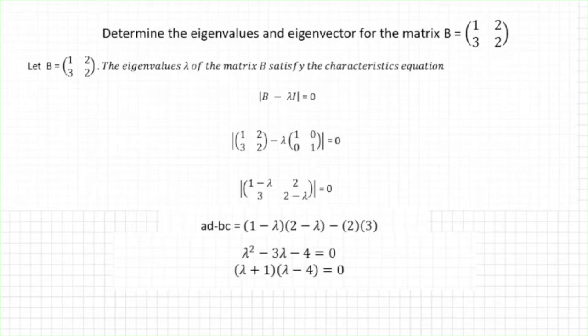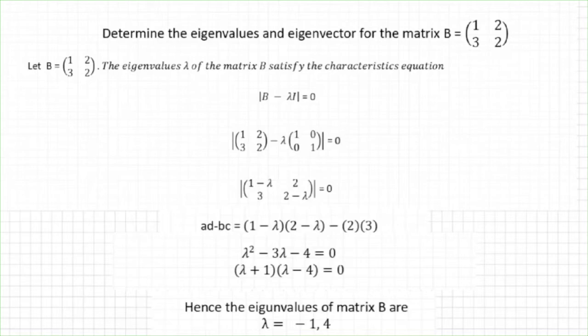After that, we factorize it to get the roots. Finally, we get the values of λ, that is −1 and 4. Hence, the eigenvalues of matrix B are λ = −1 and 4. Okay, settled with eigenvalues. Now we will identify the eigenvectors of the matrix B. We are going to solve it one by one since it has two eigenvalues, that is −1 and 4.